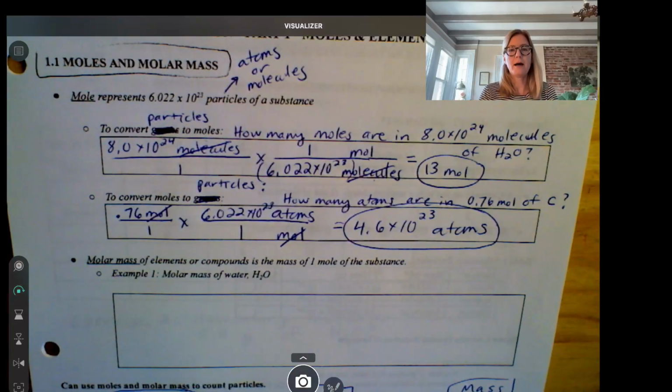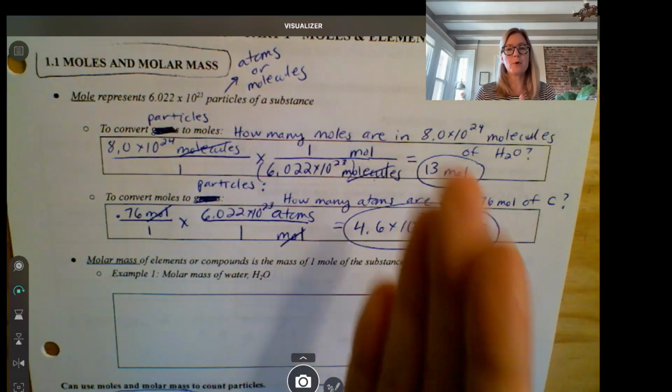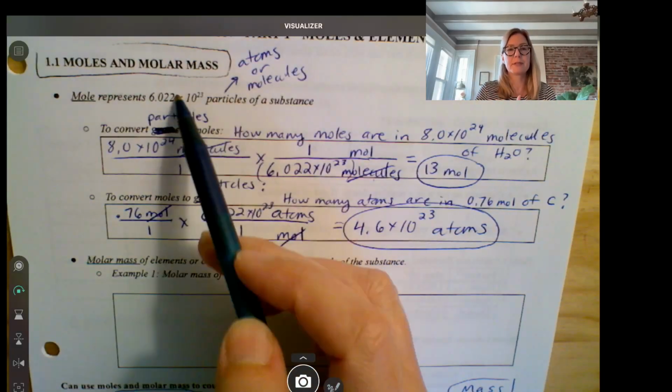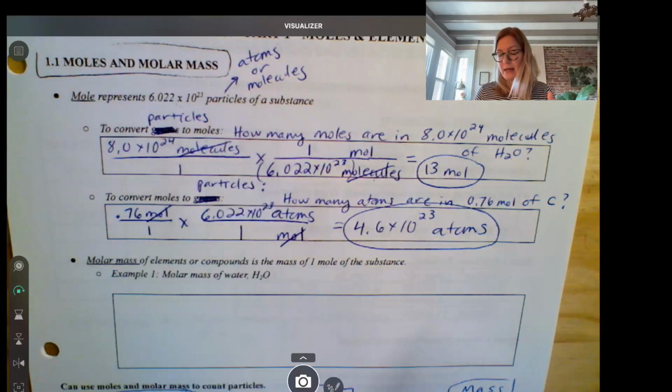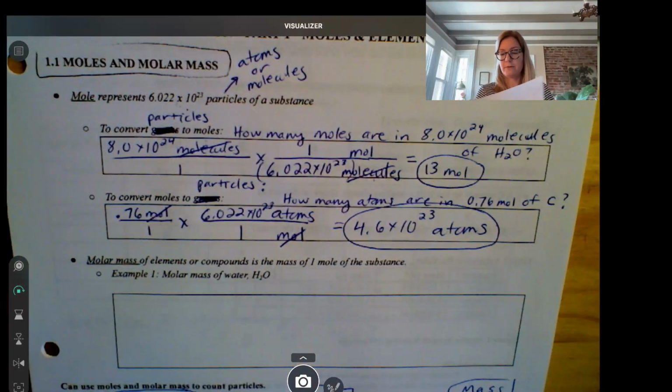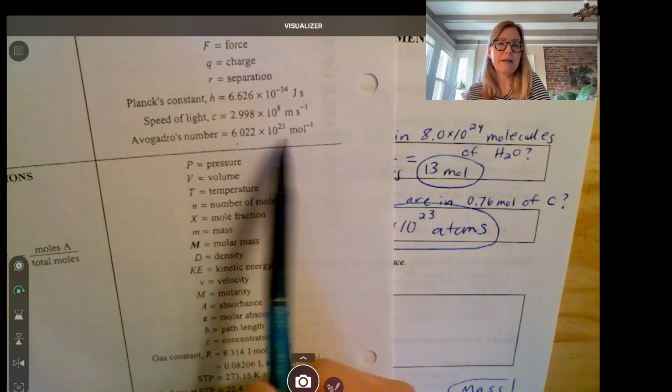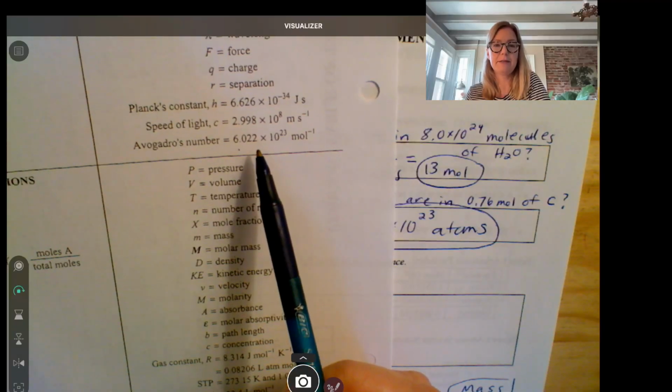So that's how you convert from moles to molecules or atoms, or you convert from molecules or atoms to moles. You use Avogadro's number. That's what this is called, Avogadro's number. And this number is on your formula sheet, right here. So you don't have to memorize it. You'll have this formula sheet on the AP exam.